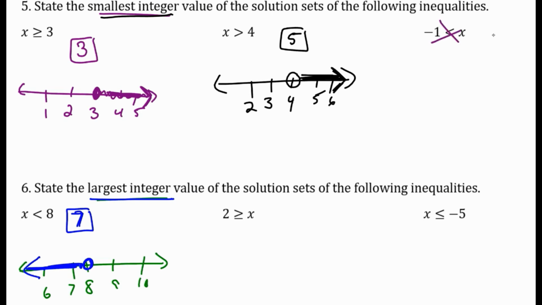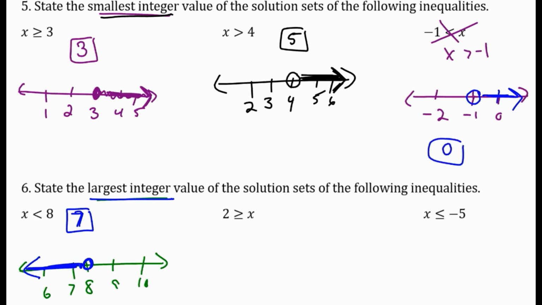I don't like the way that looks there, so I'm going to say x. -1 is smaller than x. X is bigger than -1. Let me draw my number line. -2, -1, 0. Notice I'm going to have an open circle, and I'm going bigger than -1. What's the smallest integer? It's not -1, so it's got to be 0. 0 is the next smallest integer in line. So you have to be careful when there's an open circle, because you can't use that starting number there.